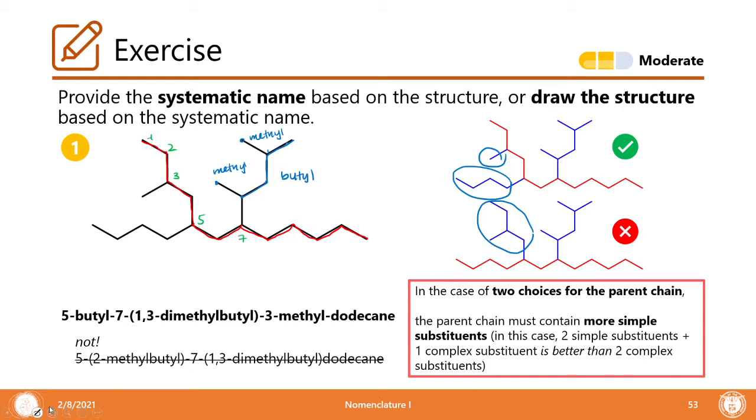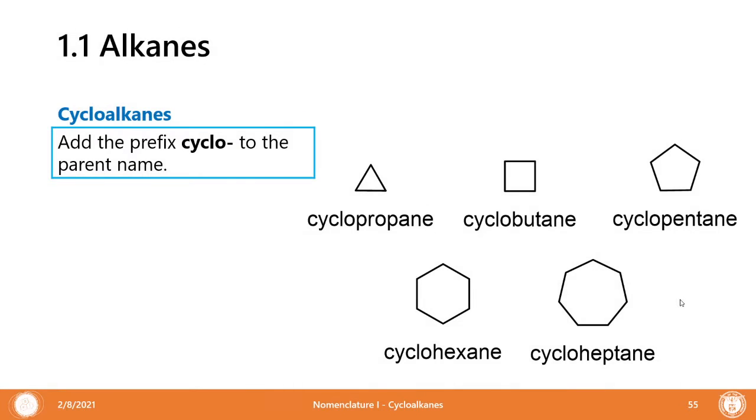Okay, and we have our 12 carbon dodecane. Okay, error here, there shouldn't be a hyphen. Okay, so that's for complex substituents. Okay, so we've been dealing with straight chain alkanes and branched alkanes. Now we go to our cycloalkanes.